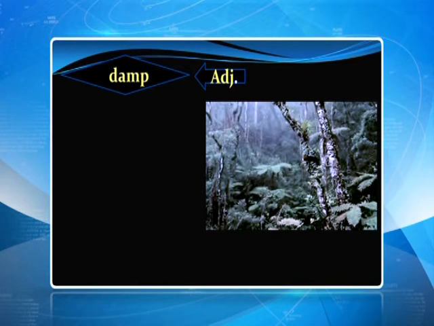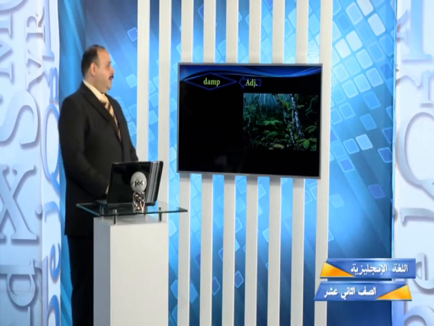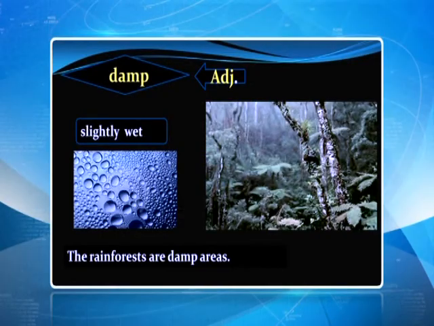Damp. Well, the word damp, as you see, it is also an adjective. And if you look at the picture, you can easily guess the meaning. You can see the picture of a rainforest. Trees. Are they dry? Try to answer it. No, the trees are not dry. They are slightly wet. So what do I mean by the word damp? The word damp means, look at it, slightly wet. The rainforests are damp areas. Okay, let's move to another word.